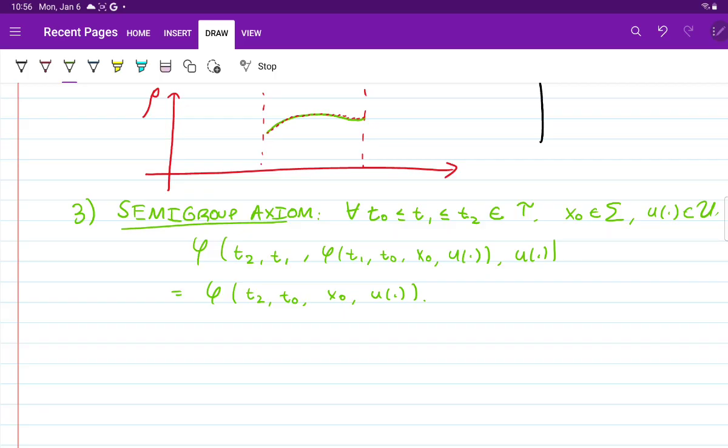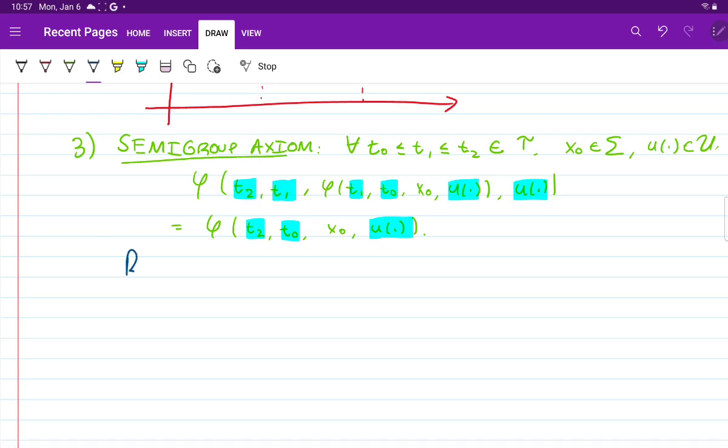Okay, what's this thing saying? What this effectively says is that if I first go from t0 to t1, applying an input u, and then I go from t1 to t2, applying that same input signal u, what I get is the same exact thing as going from t0 directly to t2 and applying this input u. All right? So the semigroup axiom is effectively a statement that says the state transition map behaves well under composition. If I first go from t0 to t1, and then from t1 to t2, I should get the same thing as just going from t0 straight to t2, okay?